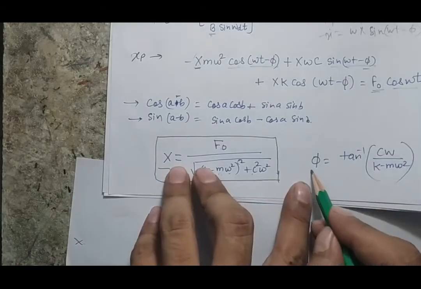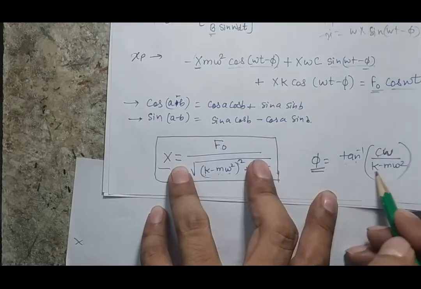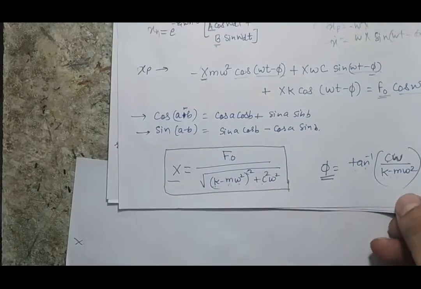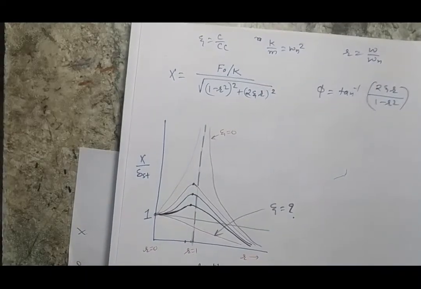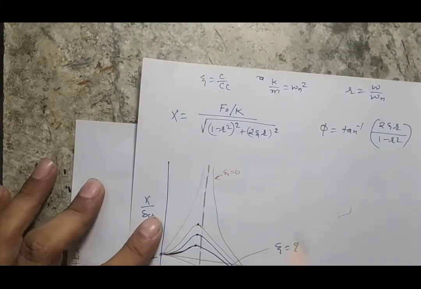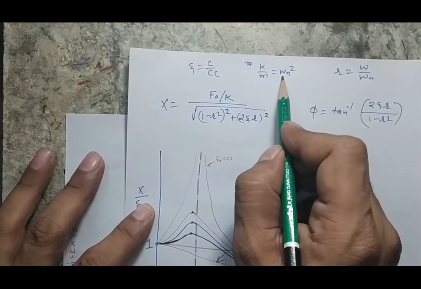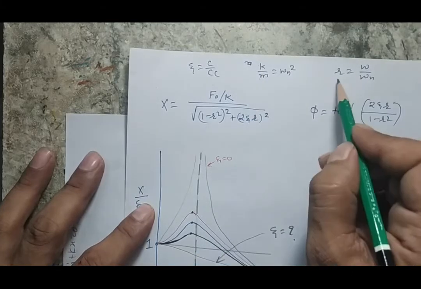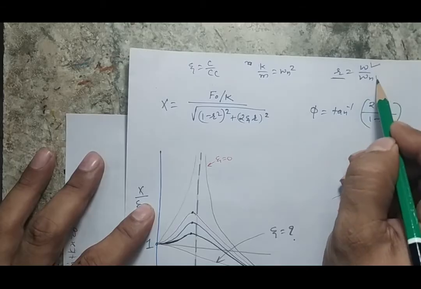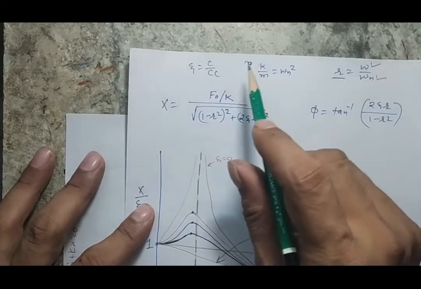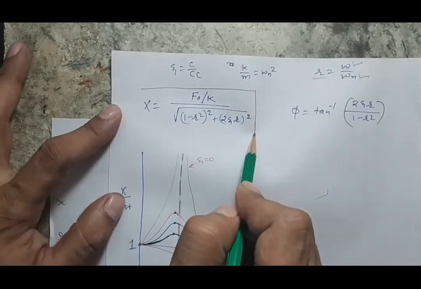Similarly, I will get the expression for the phi term, that is tan inverse of c omega divided by k minus m omega square. Now I can further modify this term. I know that my damping ratio is c by c_c, I know that omega natural square can be written as k by m, and I am defining one term r, which is the ratio of the excitation frequency and the natural frequency. When I put all these terms in my previous equation, I get this expression.